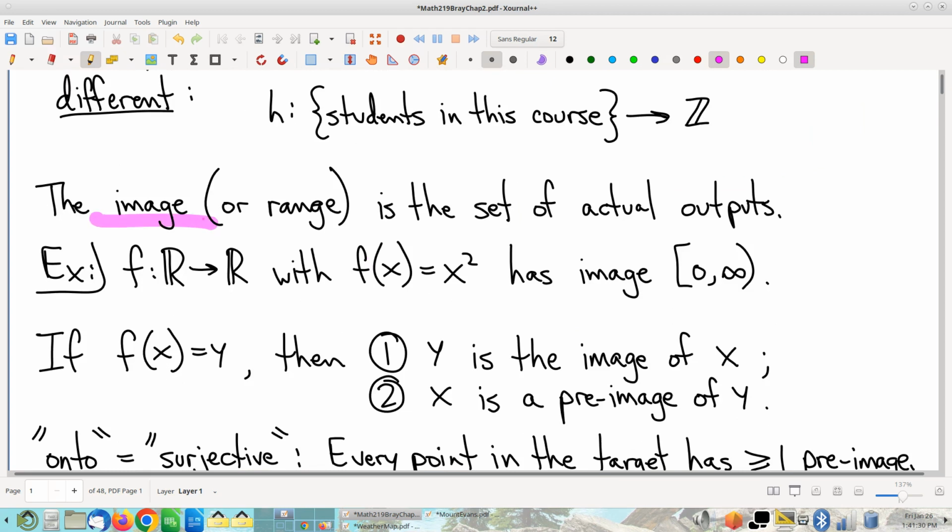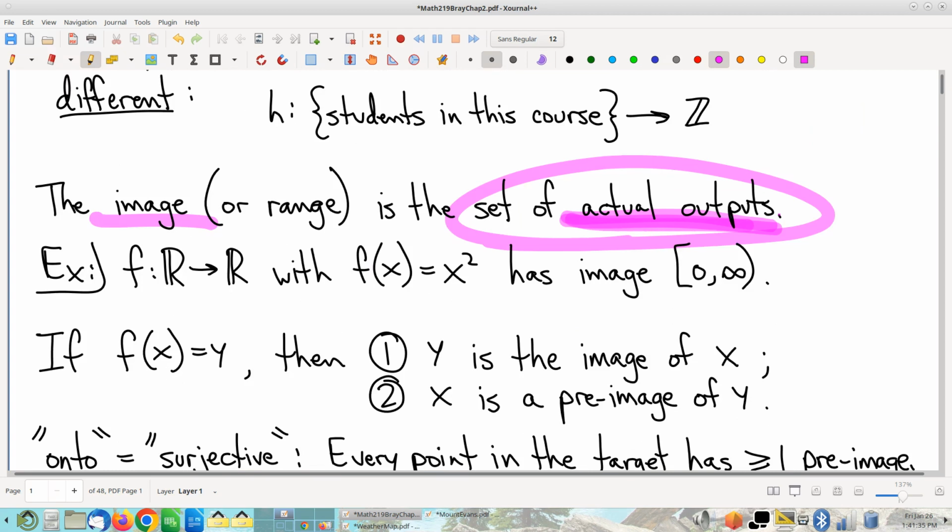The image of a function is the set of actual outputs. So what actually comes out of the function. Now, let me first distinguish this from target. The target is the set of allowable output values. The image is the set of actual output values.